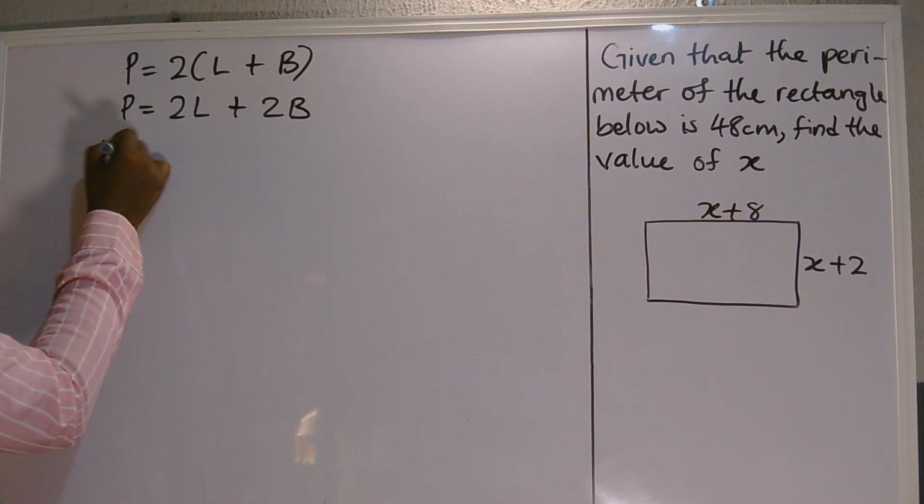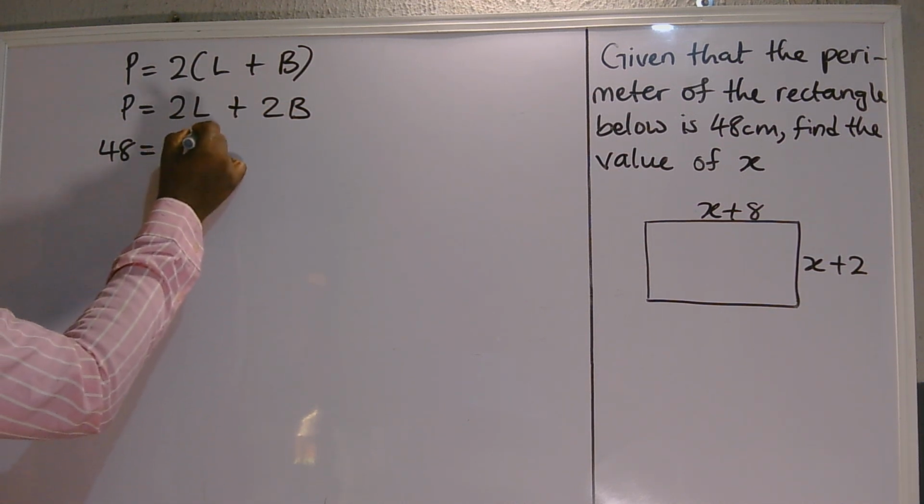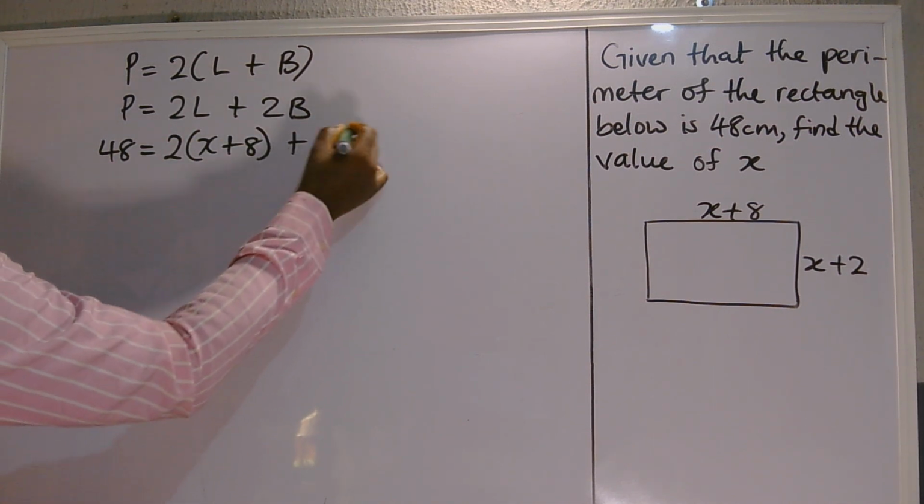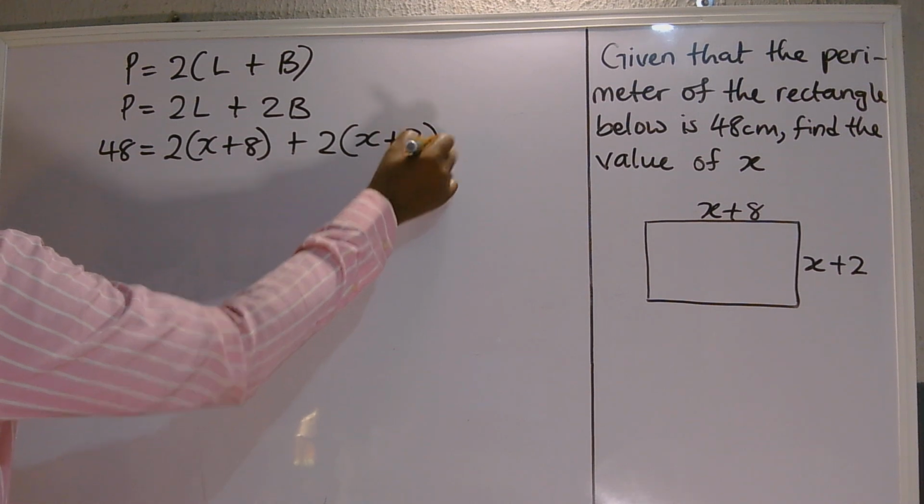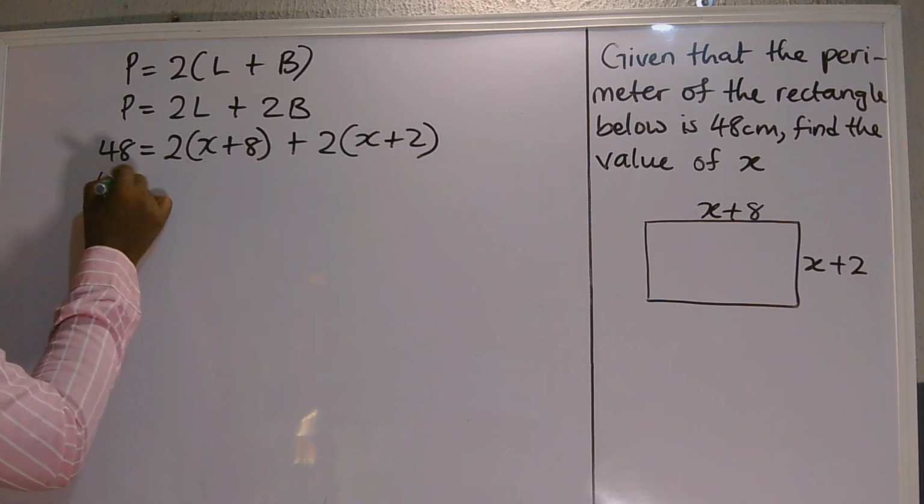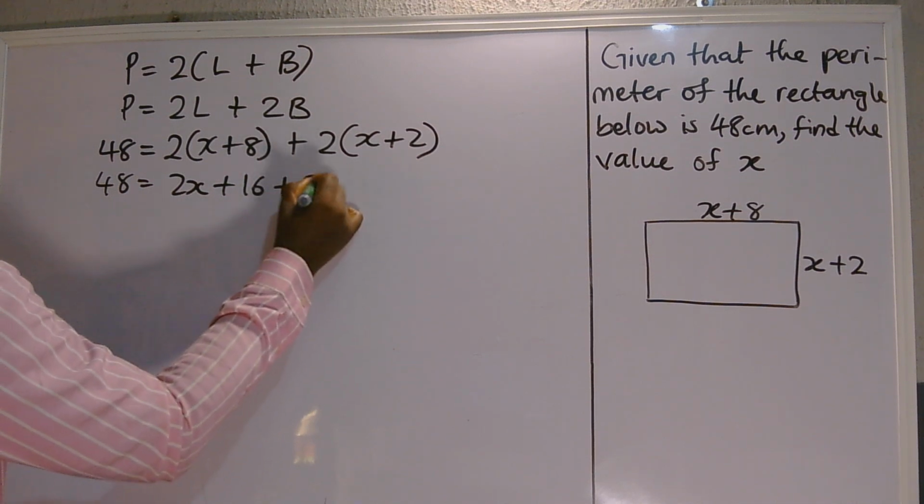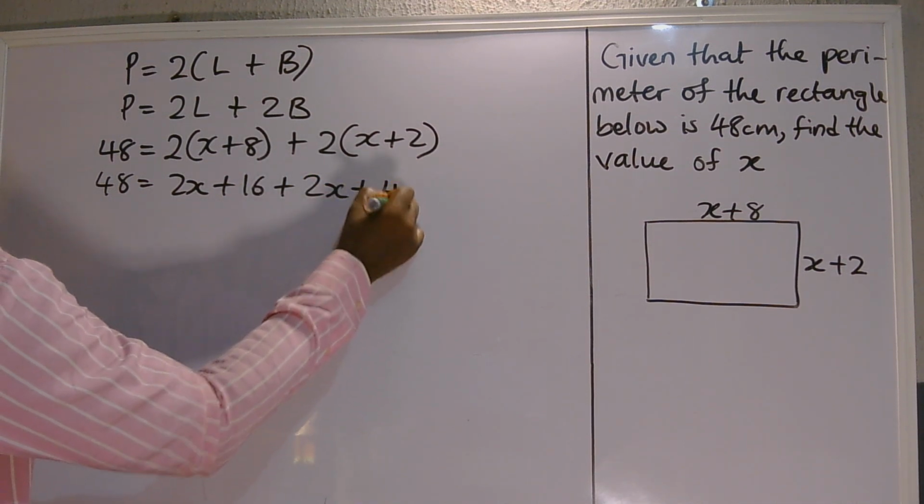Our P there is 48 centimeters, and then we have 2, our length is x plus 8, plus 2, our breadth is x plus 2. Alright, so we expand. 48 is equal to 2 times x is 2x, plus 2 times 8 is 16, plus 2 times x, 2x, plus 2 times 2 is 4.